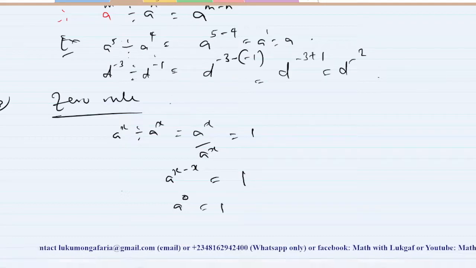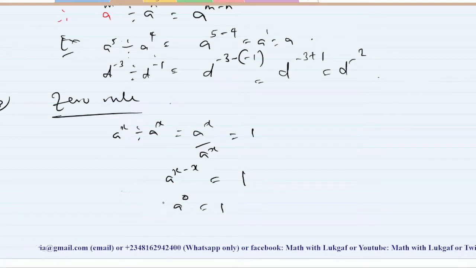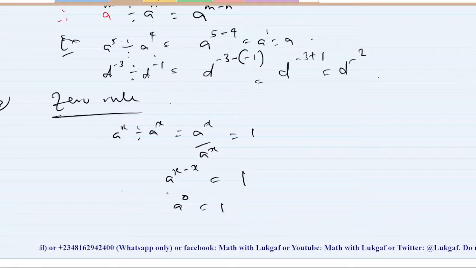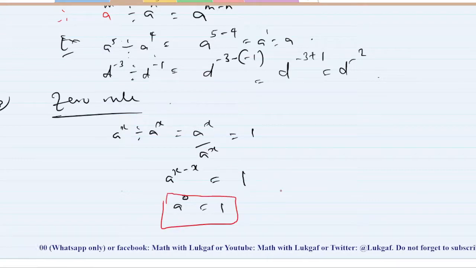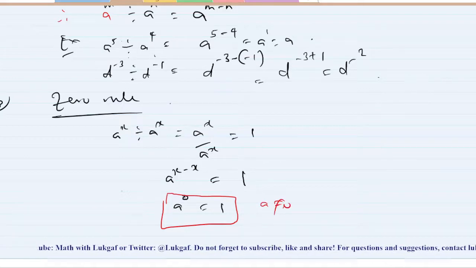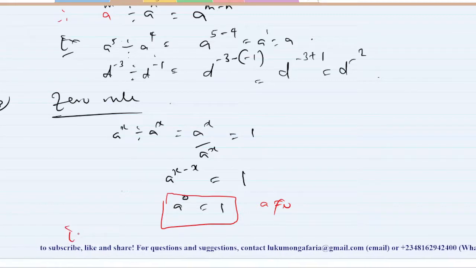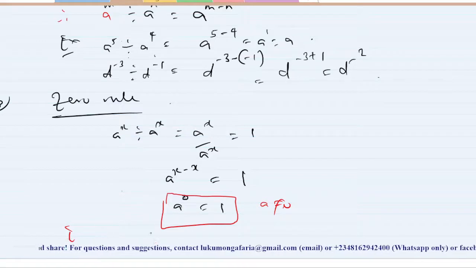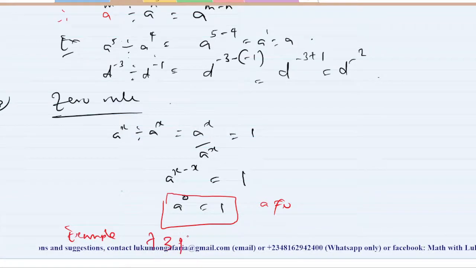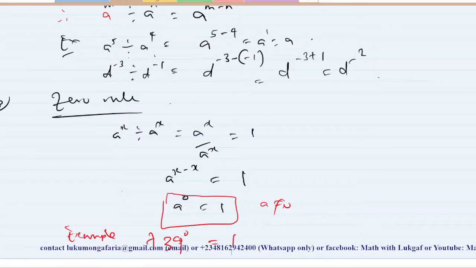So in general, when you have any number raised to power 0, with an exception of what? With an exception of 0, that is a is not equal to 0, you are going to have 1. For example, if I have 739 raised power 0, you don't need to stress yourself. Then you are going to have what?